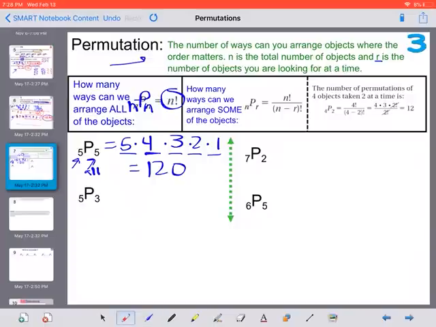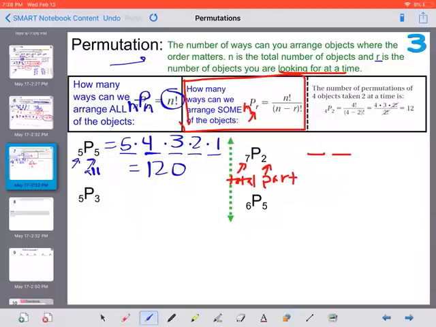Okay? But now, what if we only want to arrange some of the objects? N tells us how many objects there are total, that first number. R tells us just the part that we're looking for. So we have 7 objects, but we're only arranging 2 of them. 2 objects is all we're looking for. Just like we did earlier, we have 7 choices for the first one and 6 choices for the second one. Now, why are we doing this like this? We really have an equation to help us.